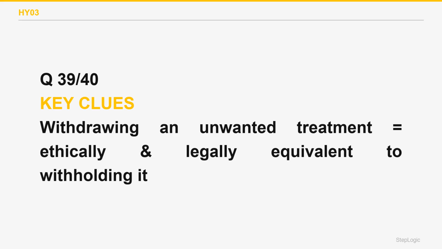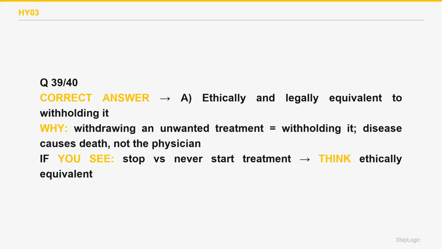Ethically and legally, withdrawing a treatment the patient does not want is equivalent to withholding it in the first place. Honoring a valid refusal by stopping the ventilator lets the underlying disease take its course. It is neither euthanasia nor assisted suicide because the intent is to respect the patient's wishes, not to cause death. The correct answer is A.